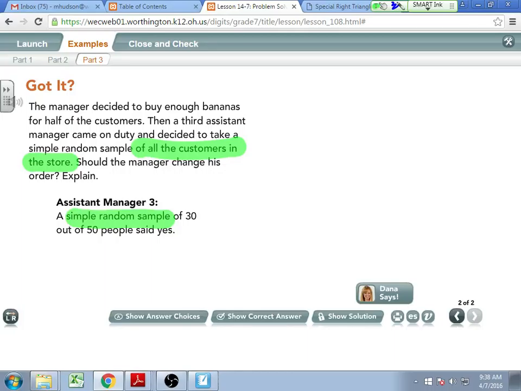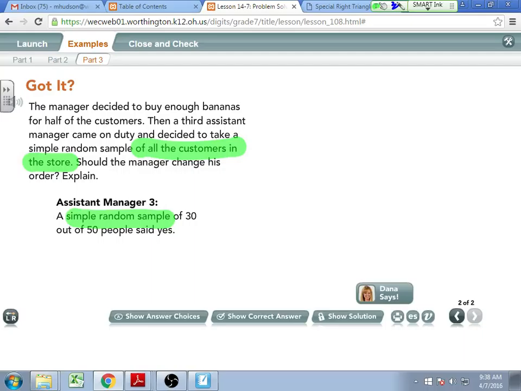do you change your order? You had gone with manager 2, which was about 50%. So we were going to order enough bananas for half of our customers. Manager 3 found 30 out of 50.